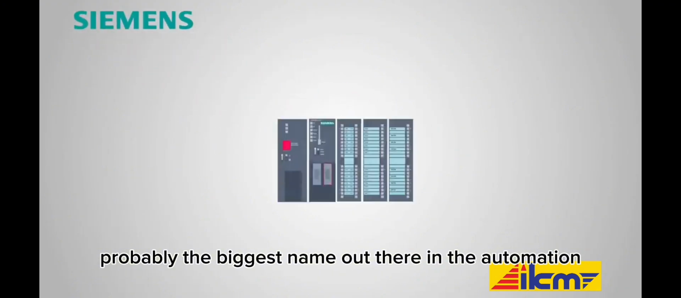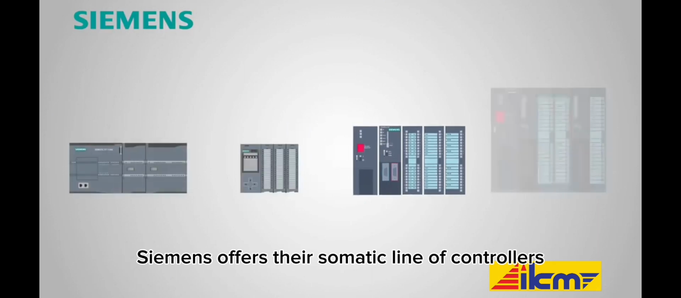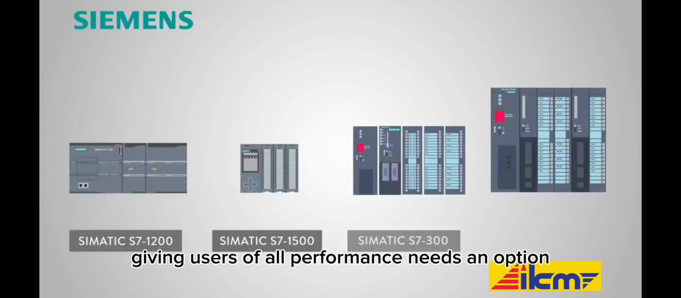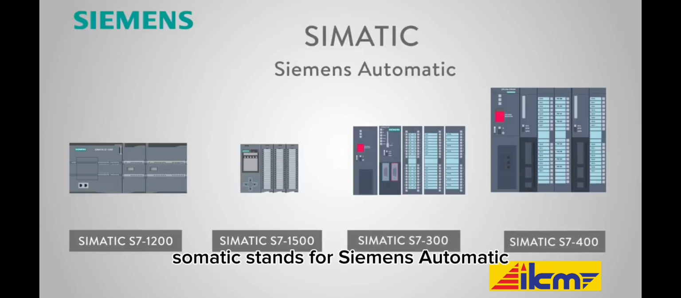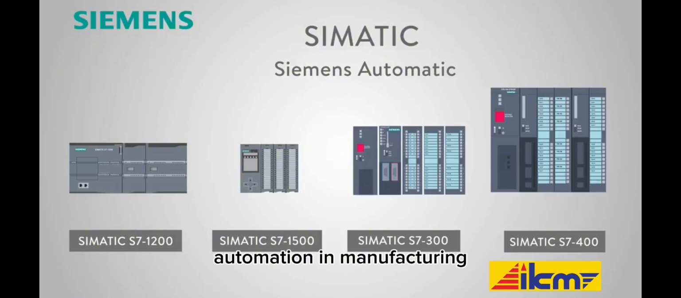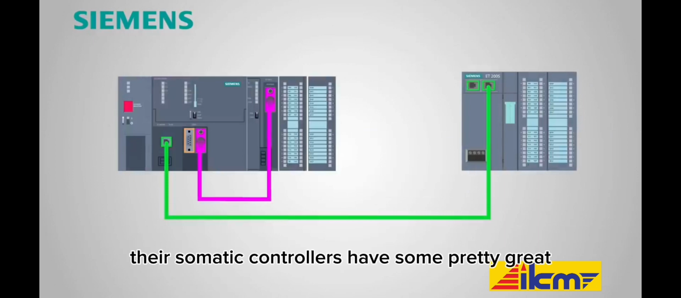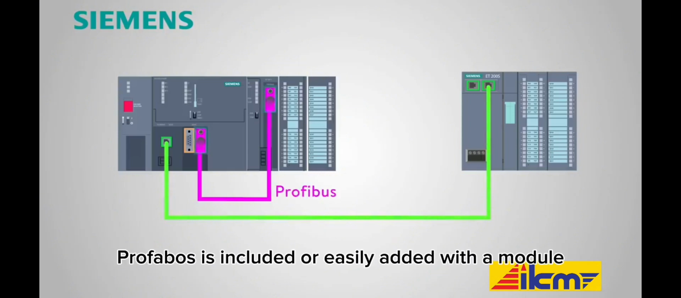Probably the biggest name out there in the PLC automation world is Siemens. Siemens offers their Simatic line of controllers, giving users of all performance needs an option. Simatic stands for Siemens Automatic. The name itself should be an indicator of its role in automation and manufacturing. Their Simatic controllers have some pretty great standard features, including Internet TCP/IP, easy connections, and for profit needs. Performance is included or easily added with a module.